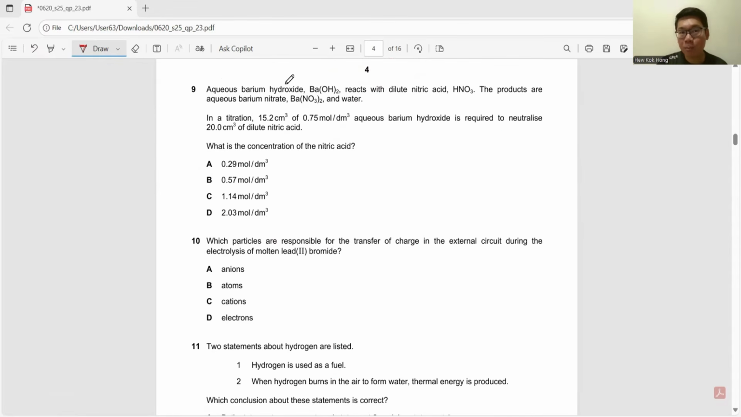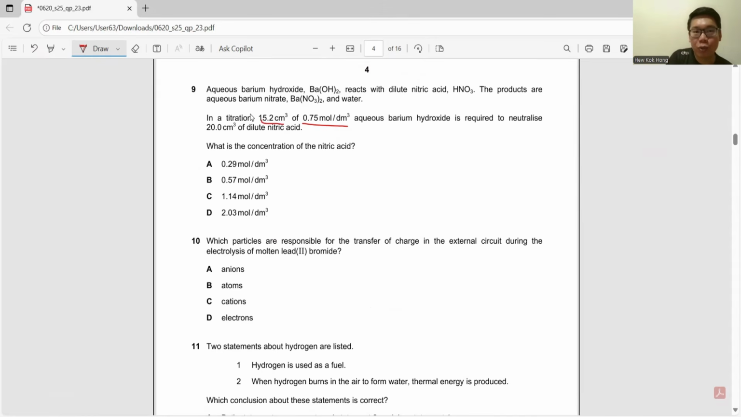Question 9. Aqueous barium hydroxide reacts with dilute nitric acid. The products are aqueous barium nitrate and water. In a titration, they give you this volume and concentration of aqueous barium hydroxide required to neutralize this volume of dilute nitric acid. So what is the concentration of the nitric acid? So we need to know their relationship. We write the equation first.